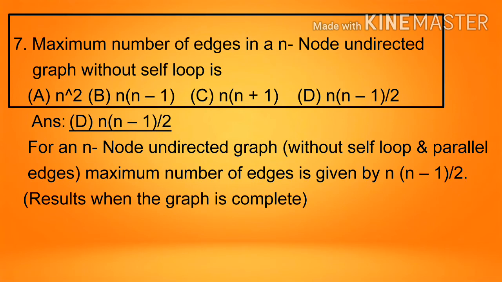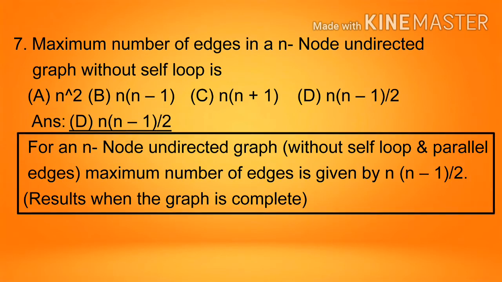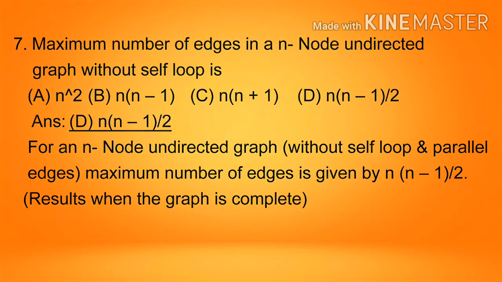Seventh question is, maximum number of edges in an n-node undirected graph without self-loop is option A, n square, option B, n into n minus 1, option C, n into n plus 1, option D, n into n minus 1 by 2. Answer is option D, n into n minus 1 by 2. For an n-node undirected graph without self-loop and parallel edges, maximum number of edges is given by n into n minus 1 by 2. Result when the graph is complete.